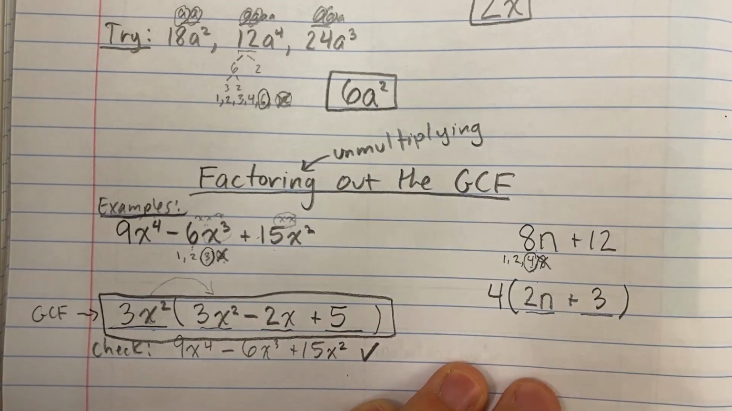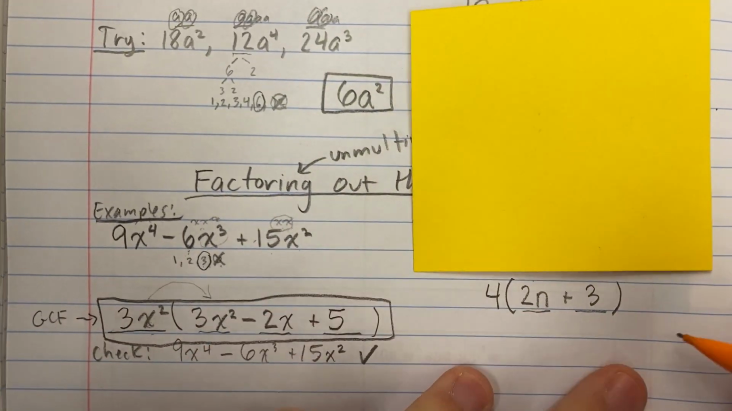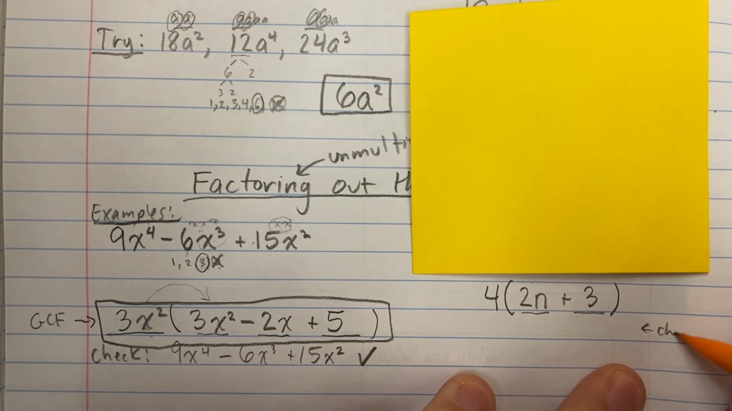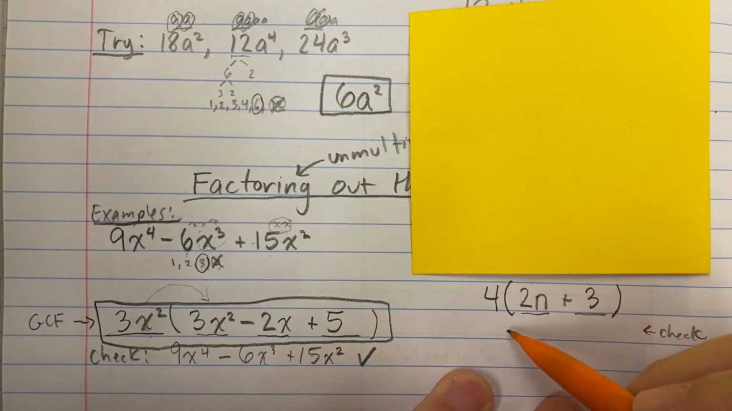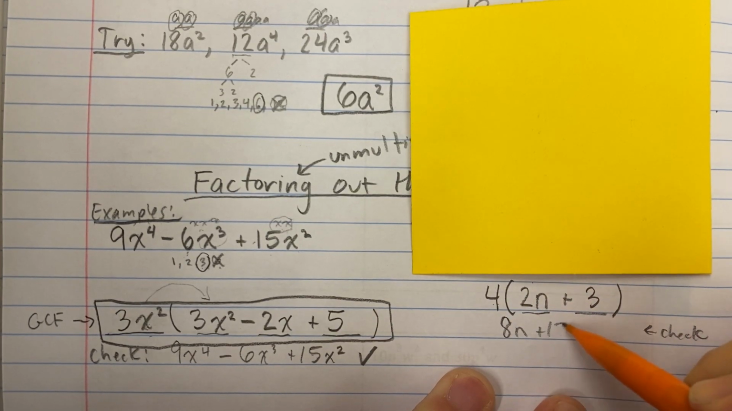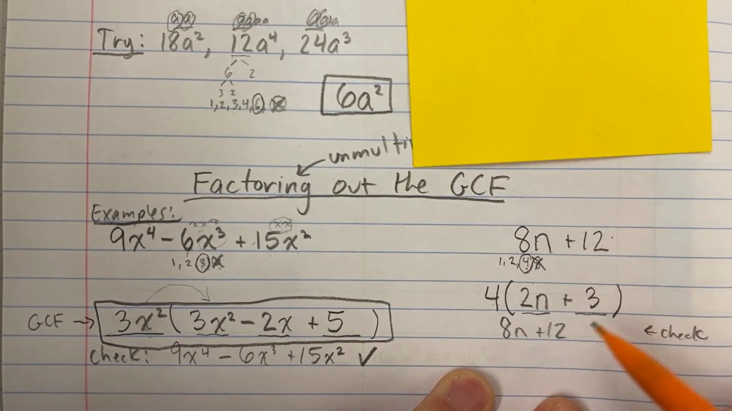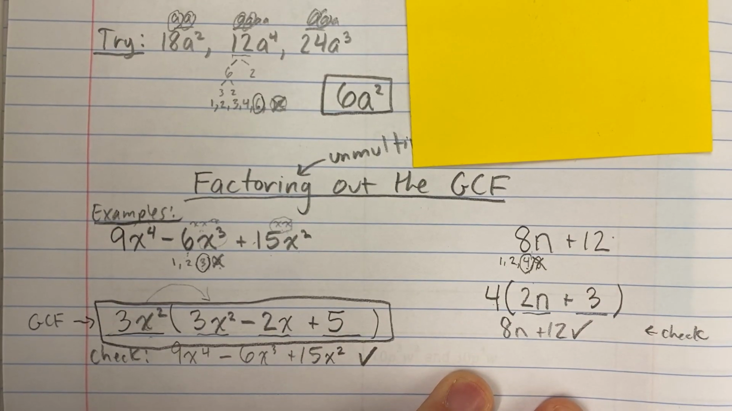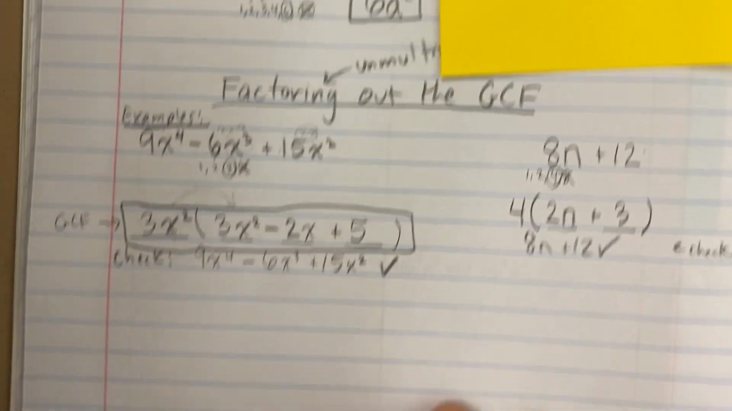Okay, and then here's my check. I'm going to check it right here. 4 times 2 is 8. 4 times 2n is 8n. 4 times 3 is 12. Did I get the same thing I started with? Yep. Okay, so that's what it looks like.